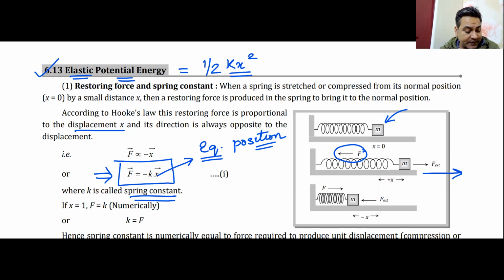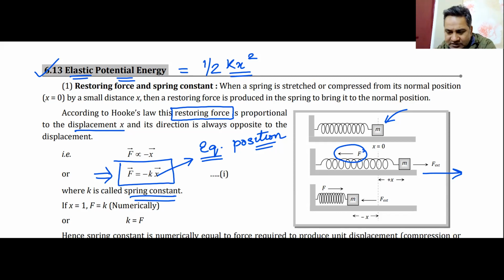Negative sign indicates that this force is opposite to displacement. If the displacement is forward, force is backward. If the displacement is backward, force is forward, and that is why it is trying to bring it back to its original position, and that is why it is known as restoring force. It is trying to bring the particle back to its original position, and therefore it is known as restoring force.